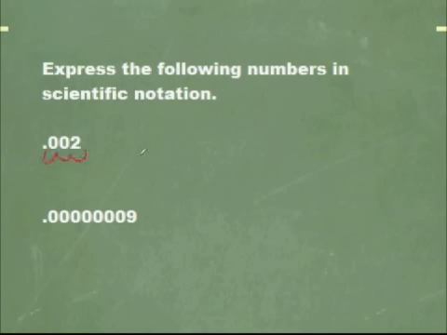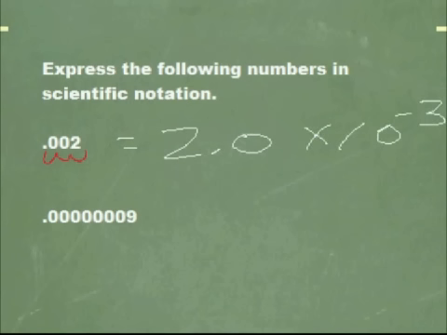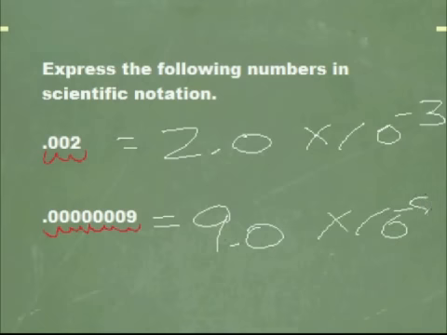The trick with these two numbers is these are two very, very small numbers. So we're going to move the decimal point to the right. In the first example, we moved it 3 times. And since it's a small number, we're going to write 10 to the negative 3. In the second example, that's an even smaller number. So it's going to be 9.0 times 10 to the negative 8.